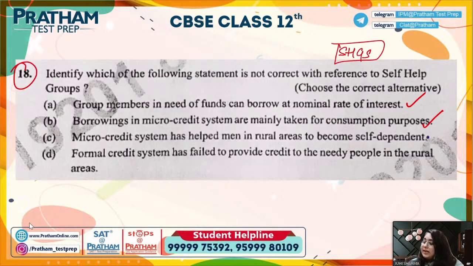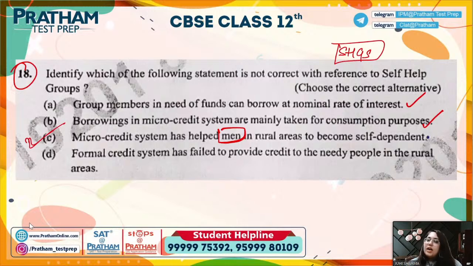यहाँ पर specifically mention किया है men, whereas self-help groups जो है वो women के लिए भी हैं, और बहुत सारे women are the beneficiaries of the self-help group. So in this particular question, option C is the right answer because it is not related to SHGs or the self-help groups. So 18 में option C is the right answer.